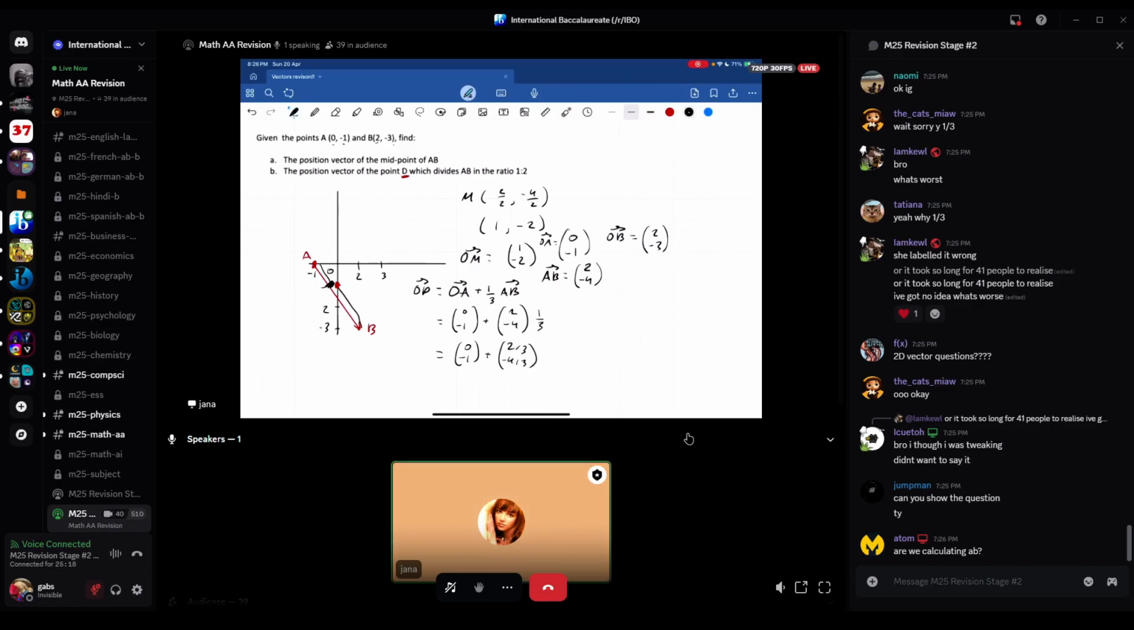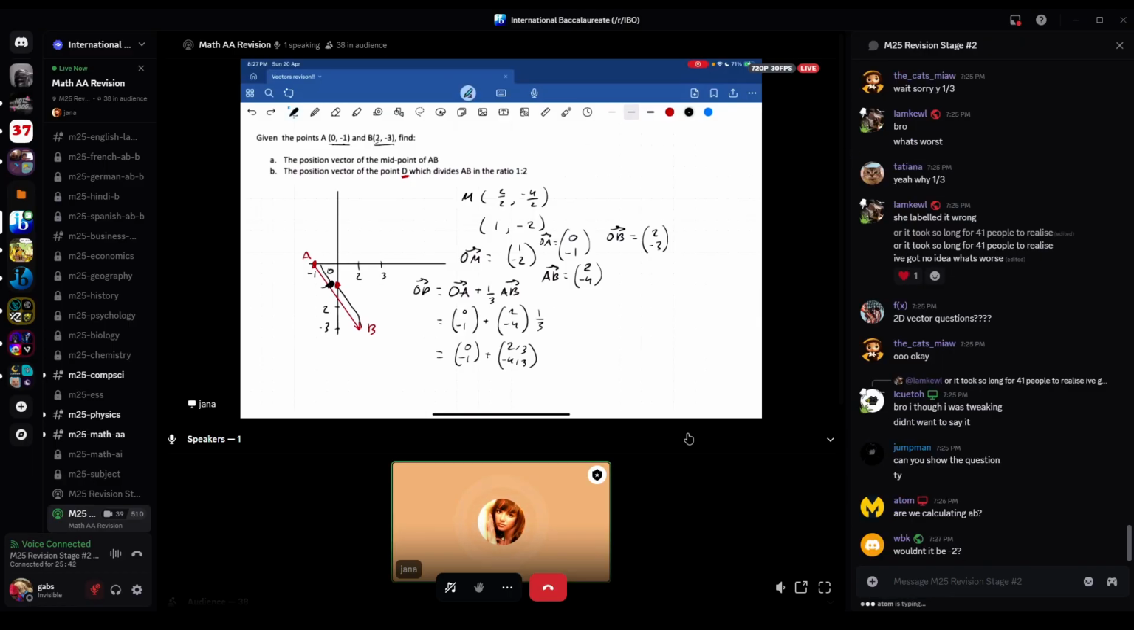What do you mean, are we calculating AB? You can find AB by doing B minus A. This is the midpoint of AB, so we have to find AB itself. But AB is just 2 times the midpoint, actually. I did just find it the normal way, though. Can we move on? Does everyone get this?